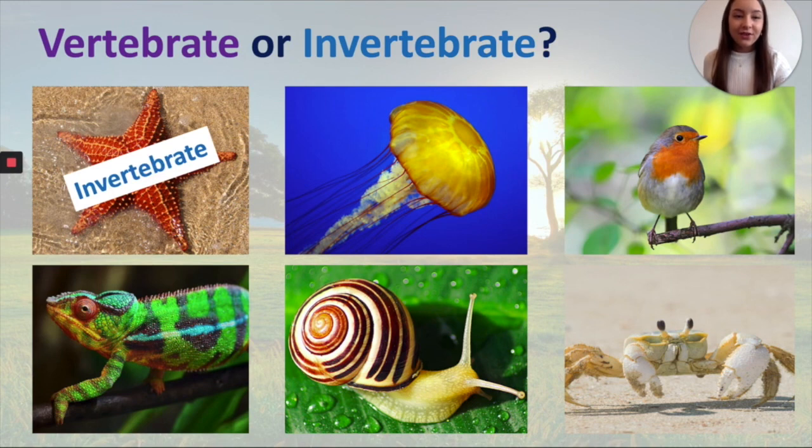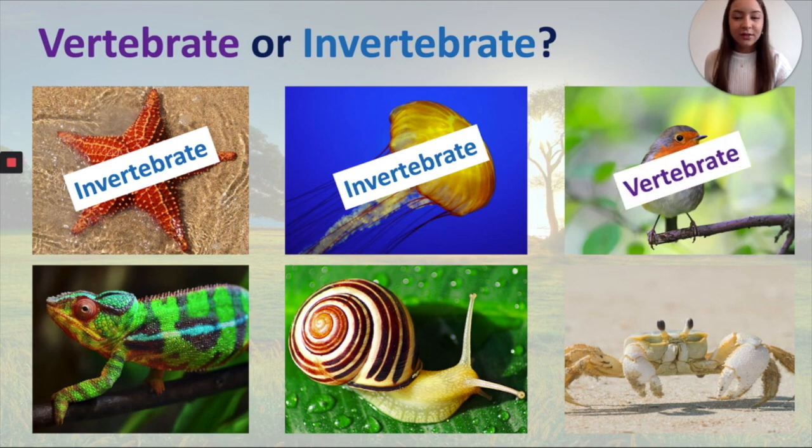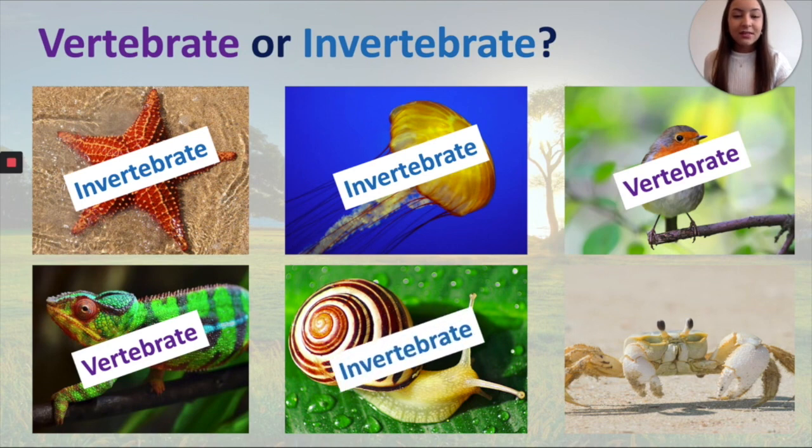Starfish are invertebrates. Jellyfish are invertebrates. A robin is a vertebrate. Chameleons are vertebrates. A snail is an invertebrate. And a crab is also an invertebrate. Well done if you got all of those right.